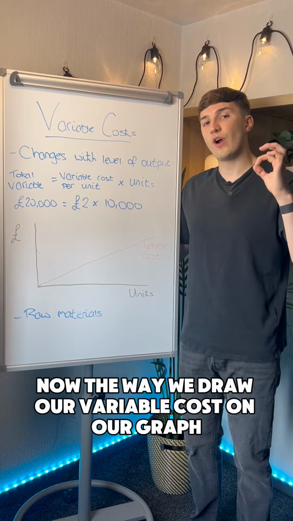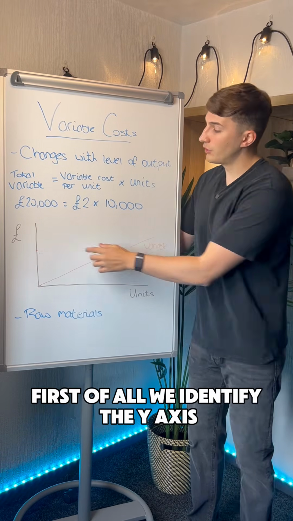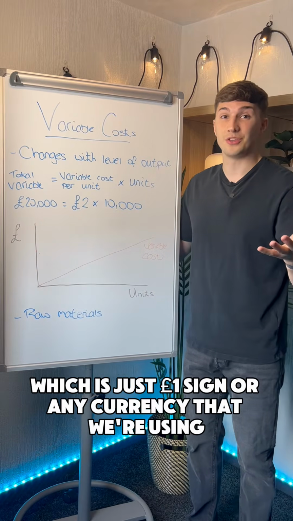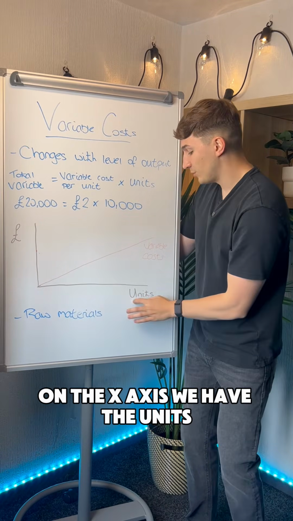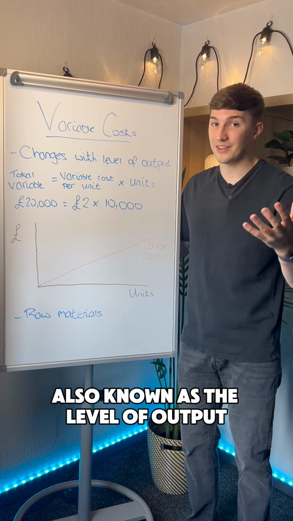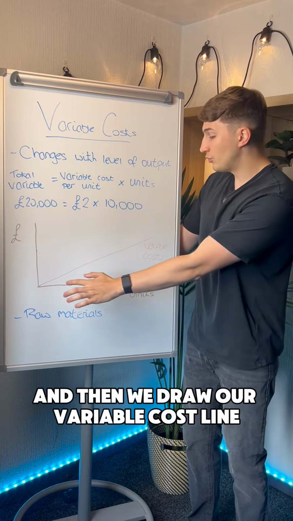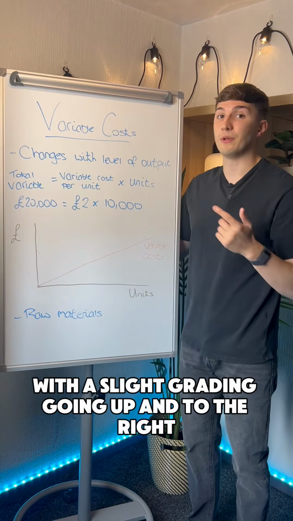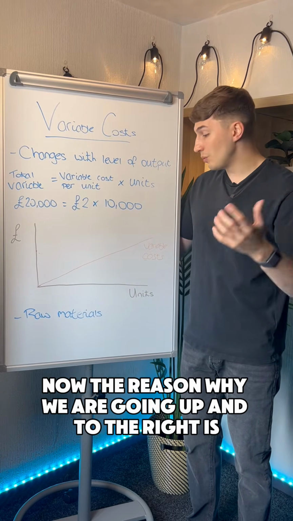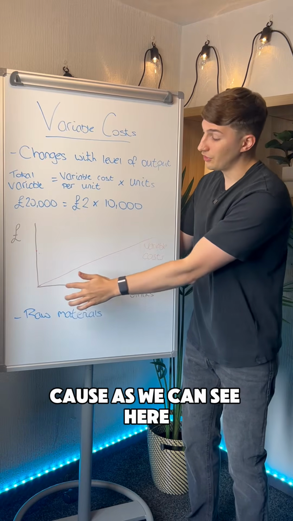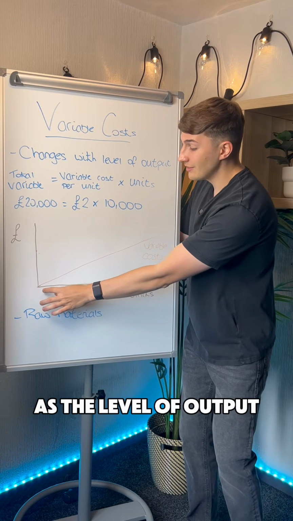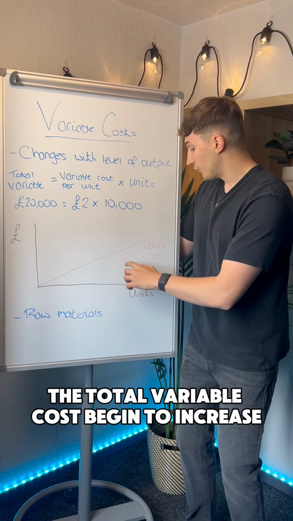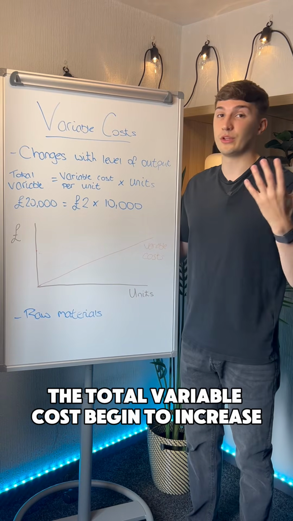Now the way we draw our variable costs on our graph, first of all we identify the y-axis, which is just a pound sign or any currency that we're using. On the x-axis we have the units, also known as the level of output, and then we draw our variable cost line with a slight gradient going up and to the right. Now the reason why we are going up and to the right is because, as we can see here, as the level of output and the number of units we produce increases, the total variable costs begin to increase.